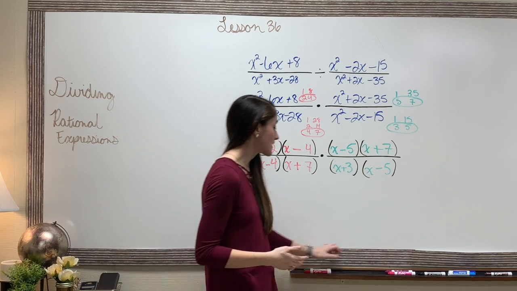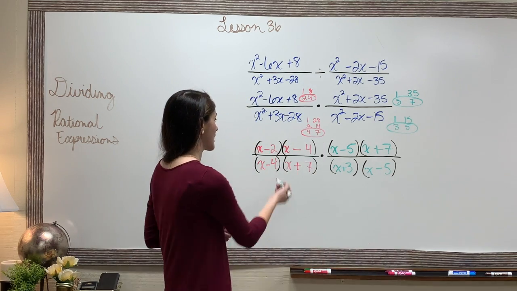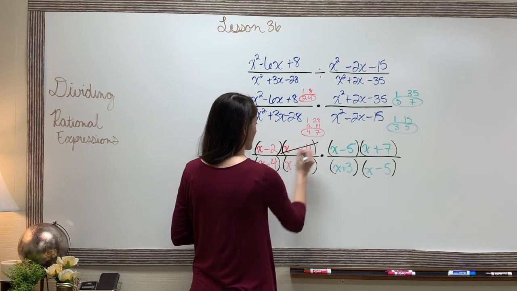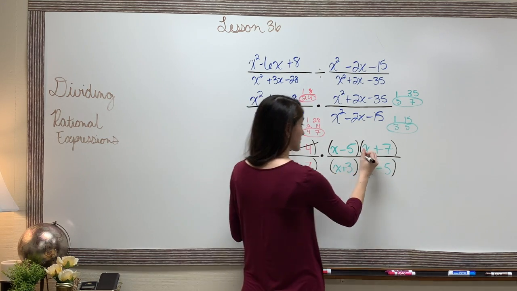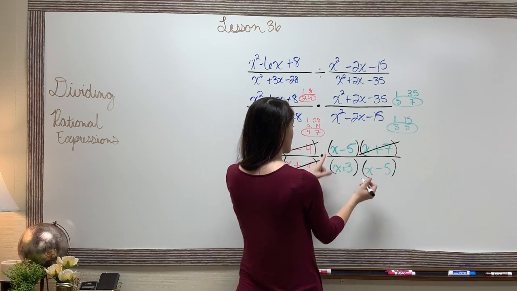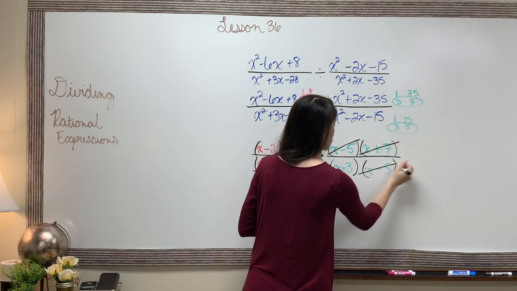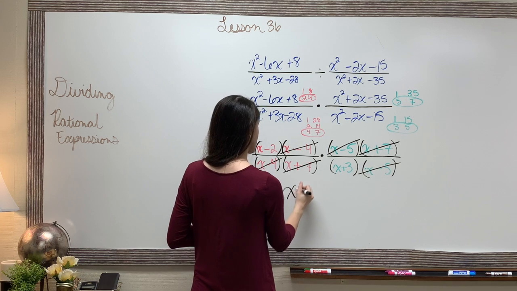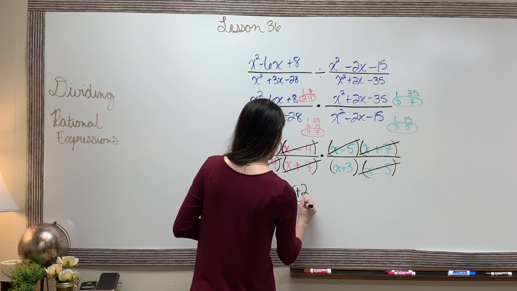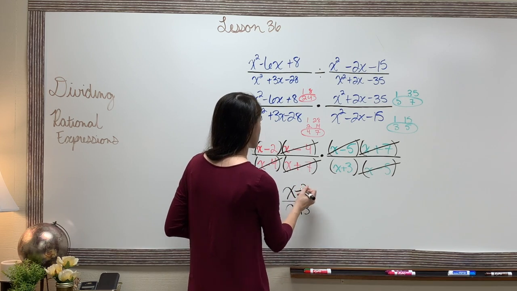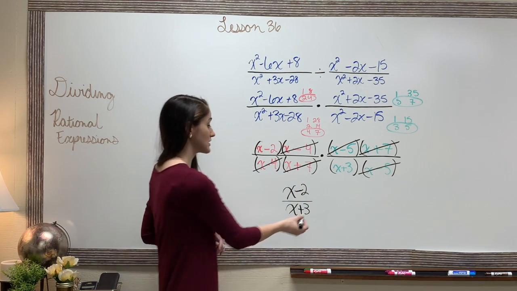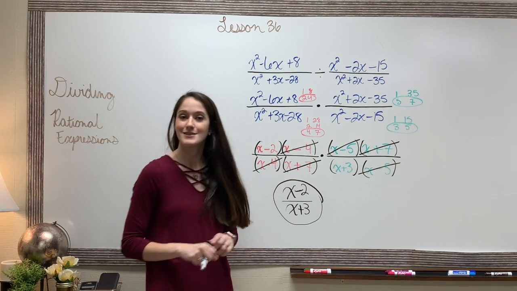So now we are ready to start canceling where we can. We already noted earlier that we have x minus 4. We also have x plus 7, so those are gone. We also have x minus 5. And all that's left is x minus 2 over x plus 3. Sorry, this is supposed to be a minus. This is as simplified as it gets, so we're done.